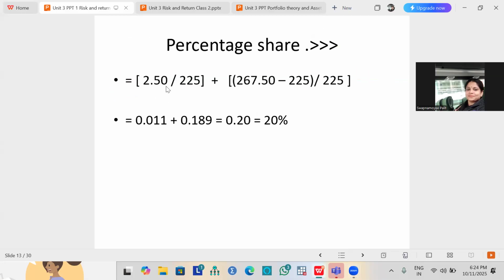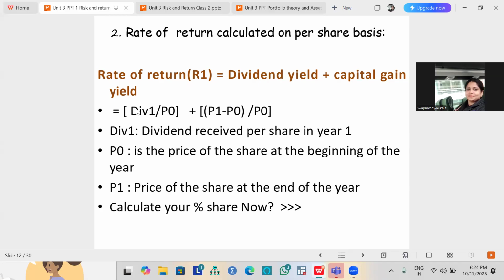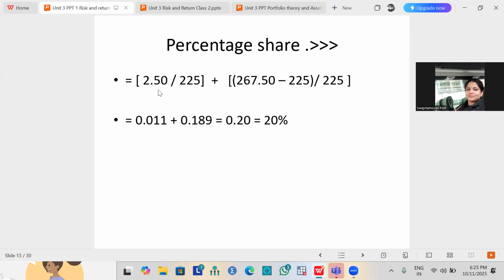Now you can see here your dividend yield, which is your dividend per share divided by the price of the stock at the beginning of the year. So the dividend per share is 2.50 divided by the beginning of the year price, which was 225. This is the dividend yield. Capital gain: 267.5 minus 225, divided by 225. So how much did you get? Your dividend yield is 1.1%, this is 18%, and the total is 20% again.